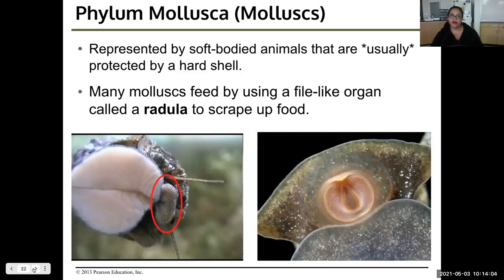The next phylum is called Mollusca. These are the mollusks. They're represented by soft-bodied animals that are usually protected by a hard shell. If you think of any animals with a shell, they are probably a mollusk. Many mollusks feed by using a file-like organ called a radula to scrape up food. So it kind of looks like a little mouth, but we call it a radula.